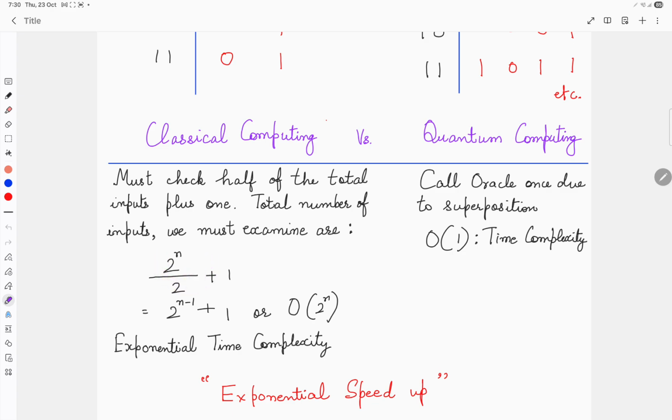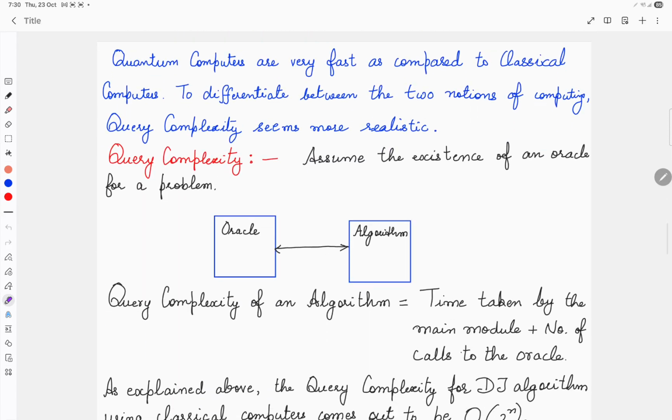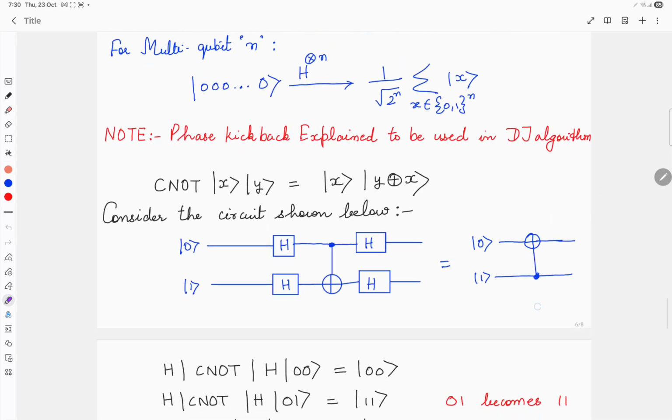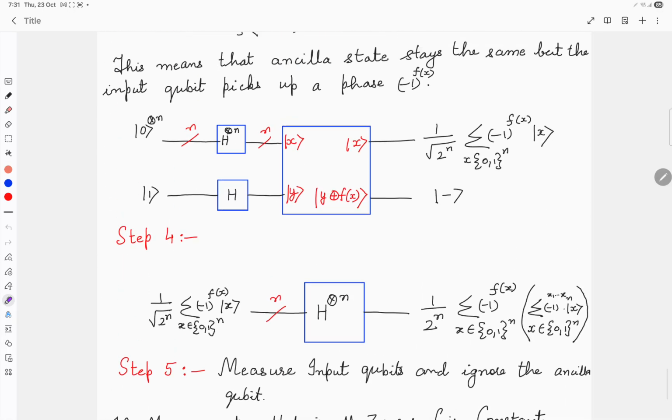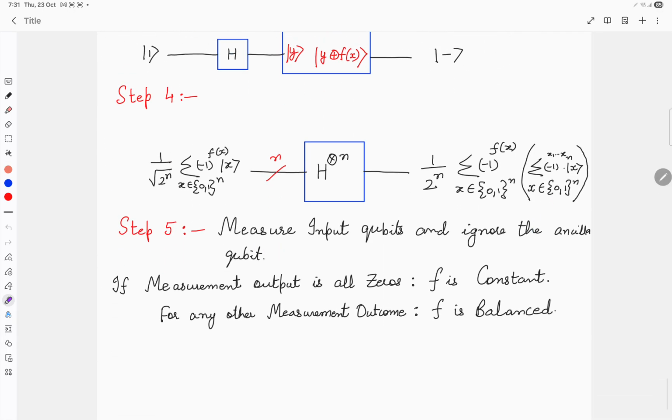So this many queries we will have to make in the case of a classical computer, but in the case of quantum computing, we will have to make only one call to the oracle, which will tell us whether the function is a constant function or a balanced function, depending on this output. When we measure at this point, if we measure all zeros, the function is a constant function. For any other case, it will be a balanced function. I hope the point is clear, that we are trying to show the quantum supremacy over classical computers. Thank you.